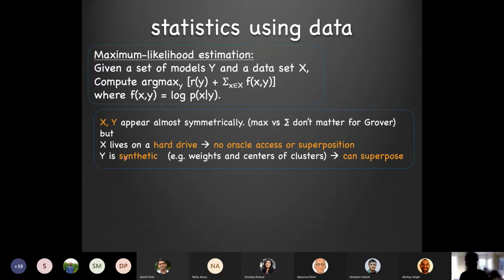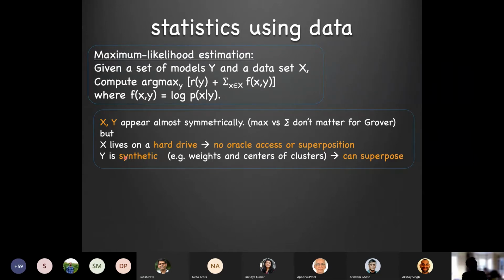Y is what you could call a synthetic or an implicit data set, something we do have superposition access to. For example, if it's a clustering problem, you might have all the possible weights and centers of clusters. There are tons of them, but you don't have to list them all explicitly on the hard drive. We kind of have a mathematical description of the set of possible clusters.